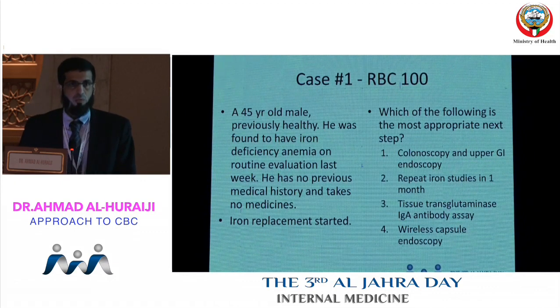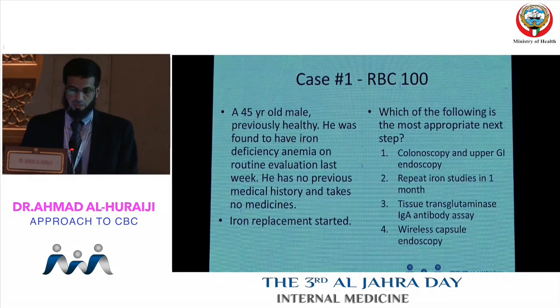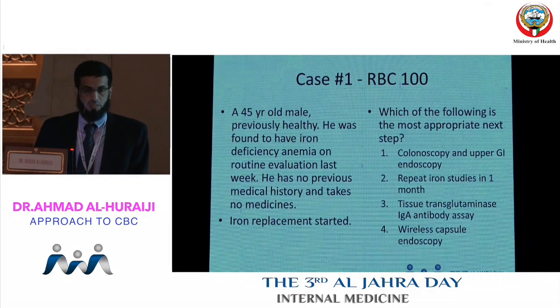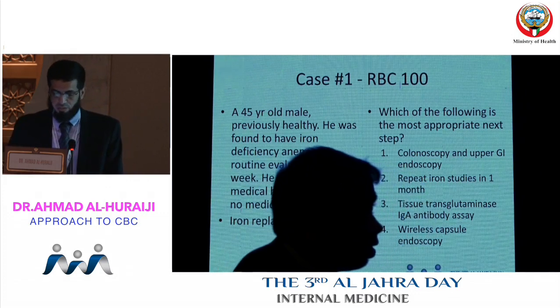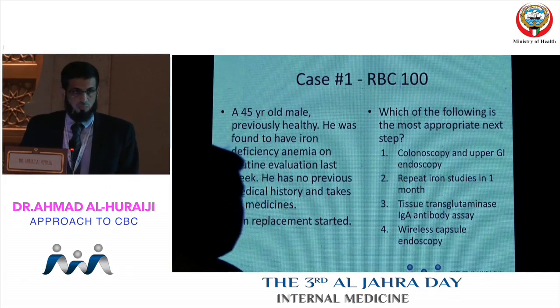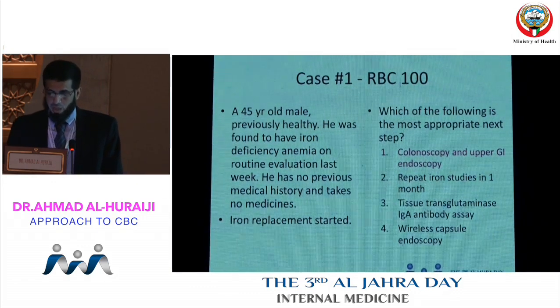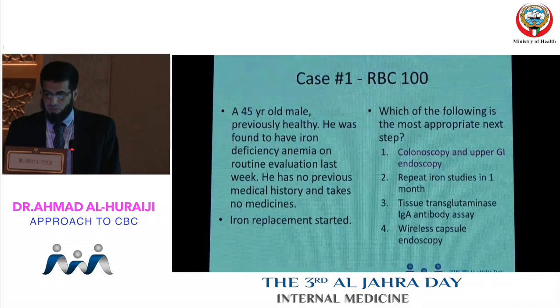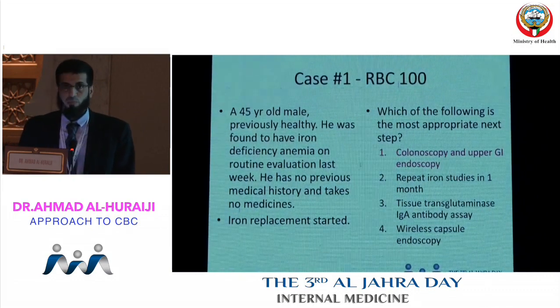Starting with the first case, a 45-year-old male, previously healthy. He was found to have iron deficiency anemia on routine evaluation. He had no previous medical history and takes no medicines. Iron replacement was started. Which of the following is the most appropriate? I think colonoscopy and upper GI endoscopy should be done. In men and non-menstruating women, GI blood loss is presumed to be the cause of IDA until proven otherwise.